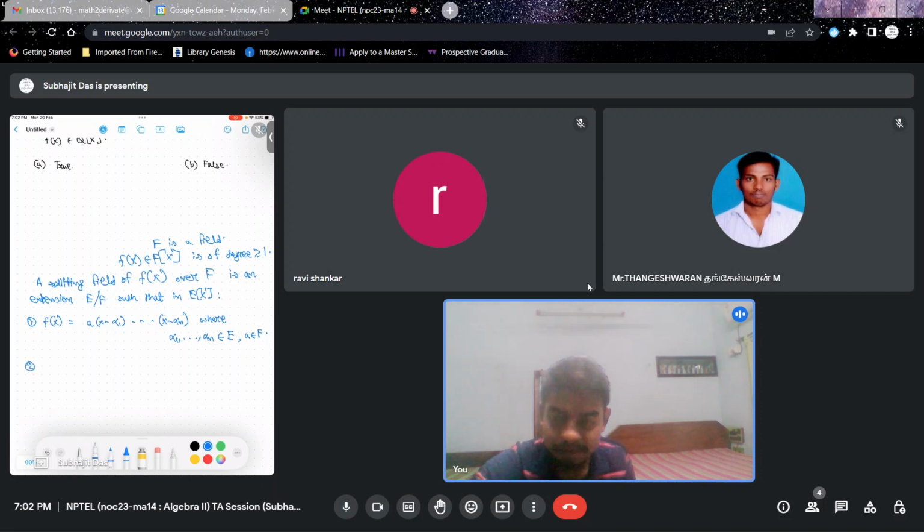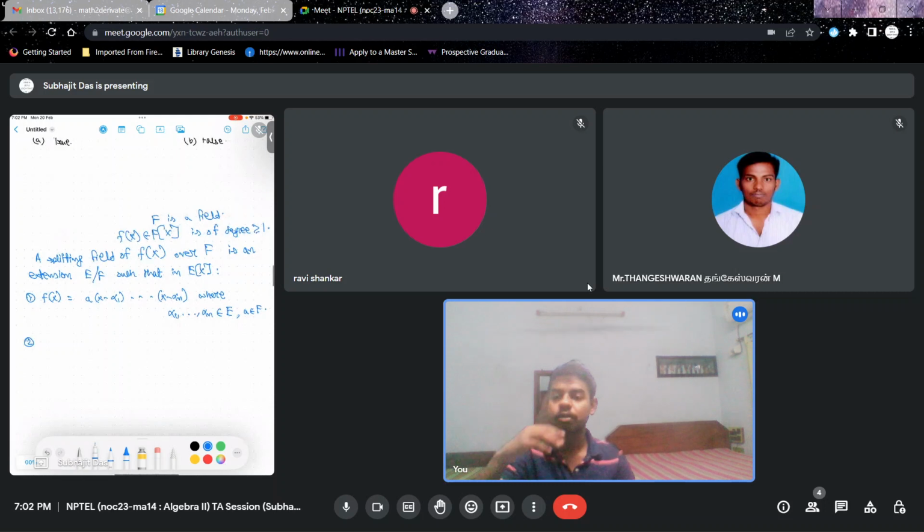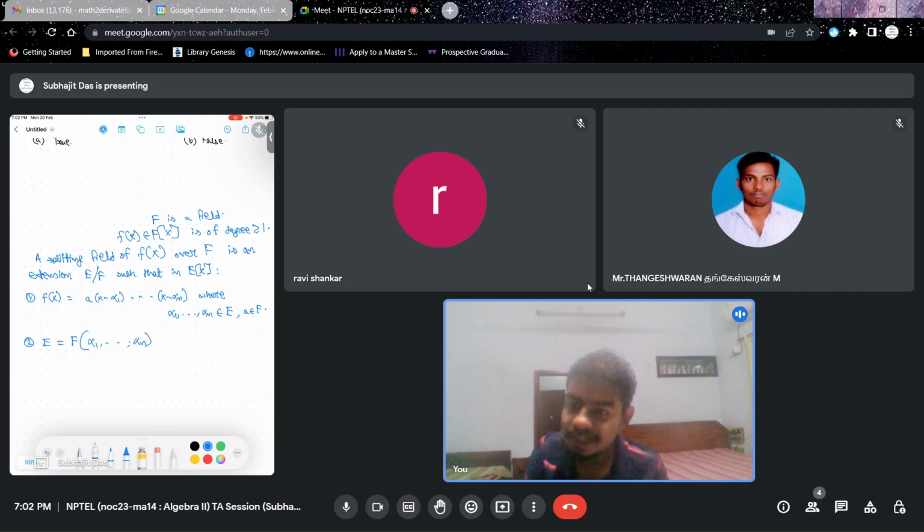And secondly, you need something for uniqueness, right? Since we are talking about splitting field, it's not just something over which f(x) should split. f(x) should factor over it into a product of linear factors. But moreover, something extra should be there, which is the fact that this extension E should be the smallest such extension. So in other words, E should be F adjoined with α1 up to αn. That is the smallest subfield of E containing both F as well as all these roots α1 up to αn of f(x). That should be E itself.